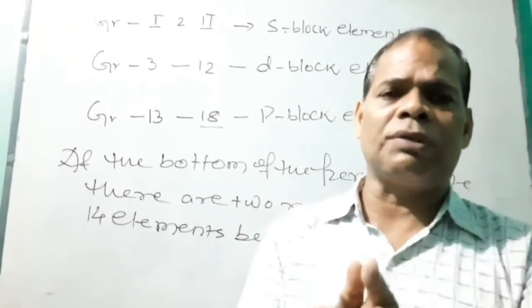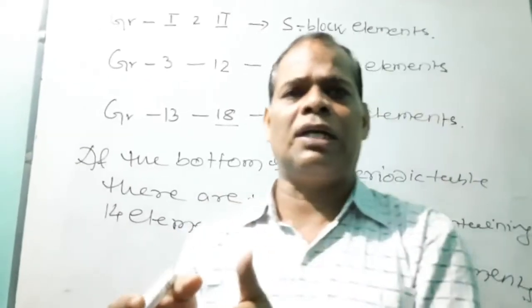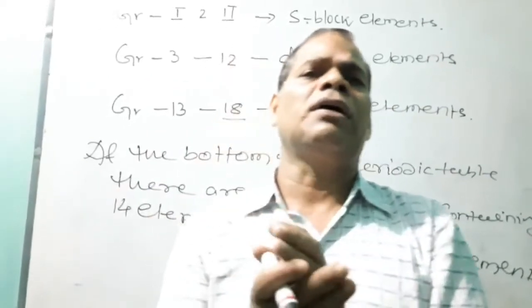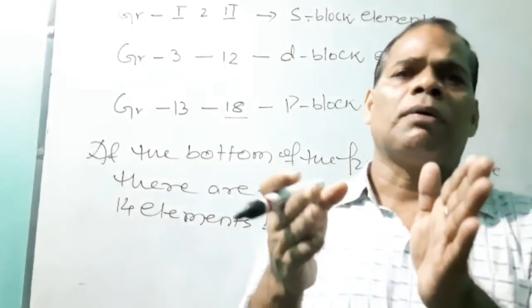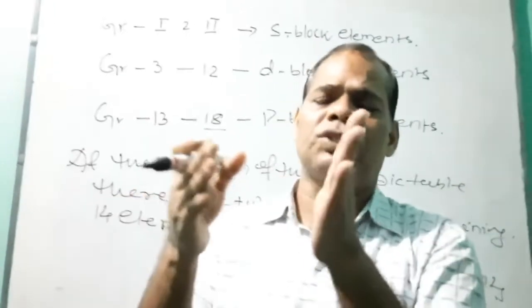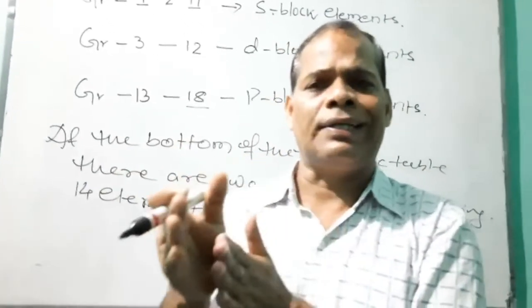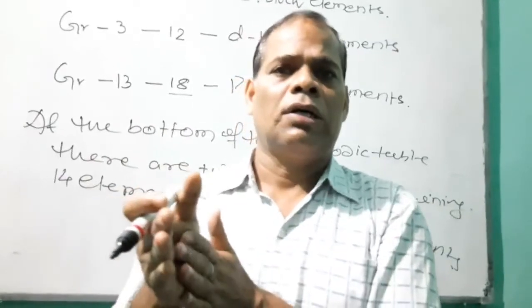Group 17 Cl combined with Cl, Br combined with Br forms Br2 or Cl2, which is a covalent compound.